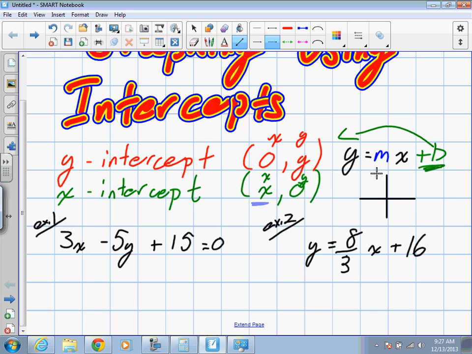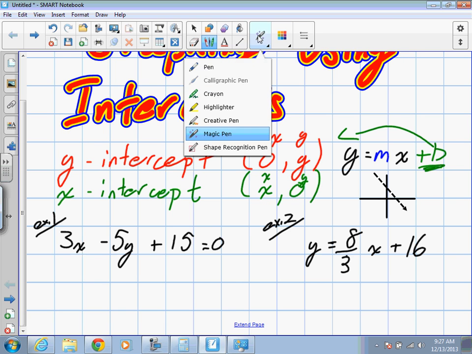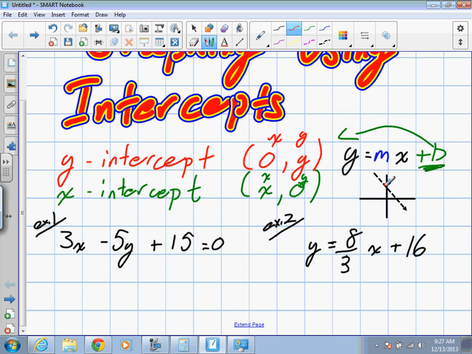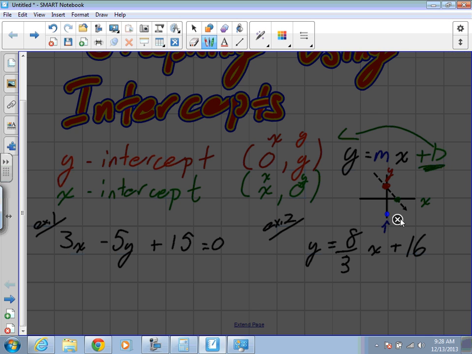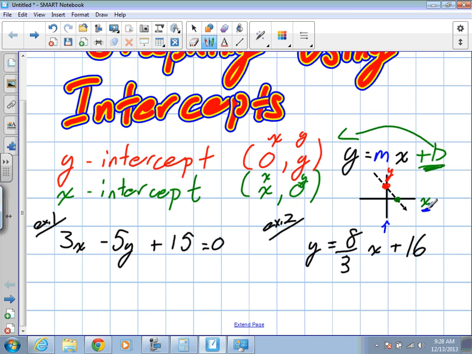Y-intercepts occur on the y-axis, okay, when we cross there. And an x-intercept occurs when we cross the x-axis. That's what these two are talking about. And if you notice, when we're on the y-axis, our x value is 0. And when we're on the x-axis, our y value is 0. Okay. So we'll take this here. We're going to find both an x and a y-intercept of our first equation.